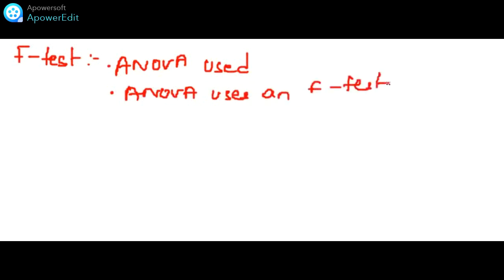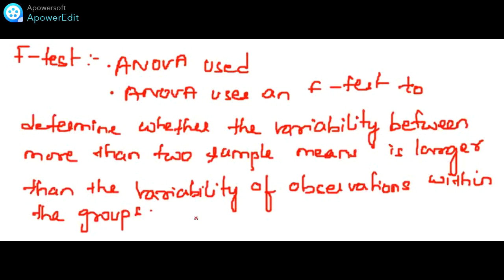ANOVA is a way to find out whether a survey or an experiment's results are significant or not. So here ANOVA is used, and ANOVA uses the F test. ANOVA uses an F test to determine whether the variability between two or more sample means is larger than the variability of the observations within the group.